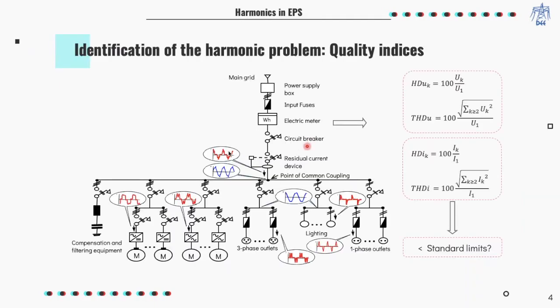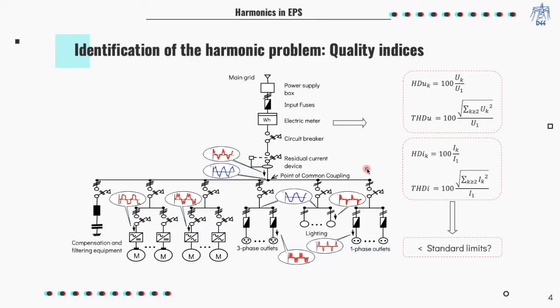Imagine that we must analyze the harmonic power quality of a typical electrical installation where the main grid feeds DC motors connected through converters, induction motors connected to frequency converters, lighting equipment such as LED lamps, and single-phase nonlinear loads. Moreover, the installation has compensation and filtering equipment connected to it.